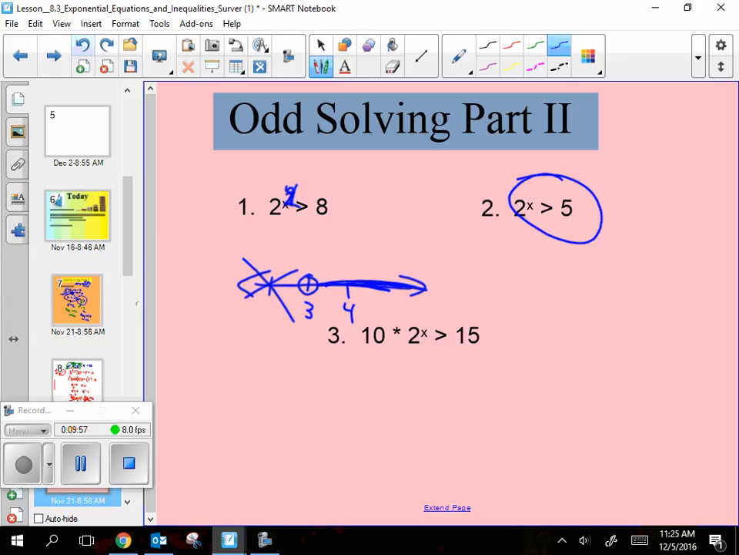What is the answer? Without using a calculator, log base 2 of 5 is what x is. And that's what you put on the number line. I get you don't know what it is, but you write log base 2 of 5. Now it's good to kind of get perspective a little bit.